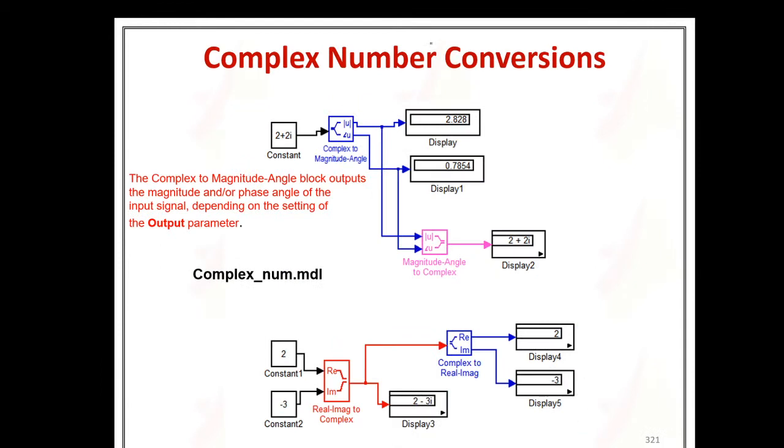Okay, so for the complex number conversions we are having the constant 2 plus 2i. The complex to magnitude-angle block outputs the magnitude and phase angle of the input signal. This is the input signal and this is the output. Again I am converting the magnitude-angle block back to complex. You are getting the same thing. You can see here you are getting the same thing. Similarly you have the real-imaginary to complex, and you have the complex to real-imaginary. Okay, so I am doing the vice versa here.